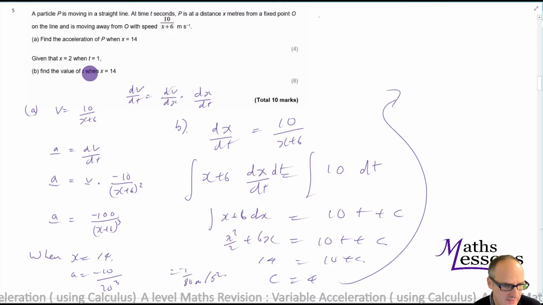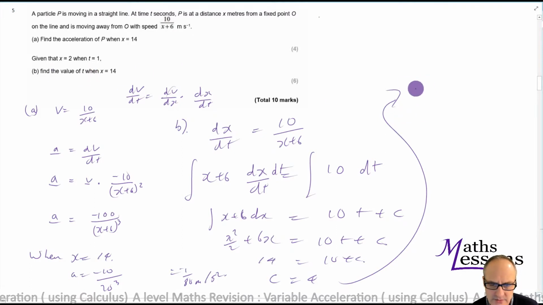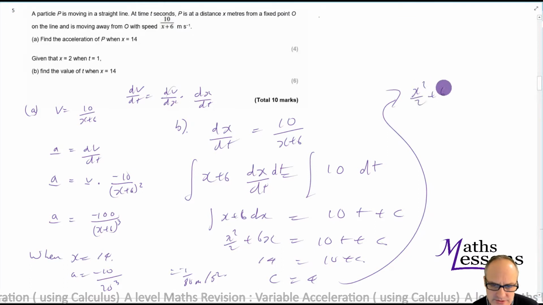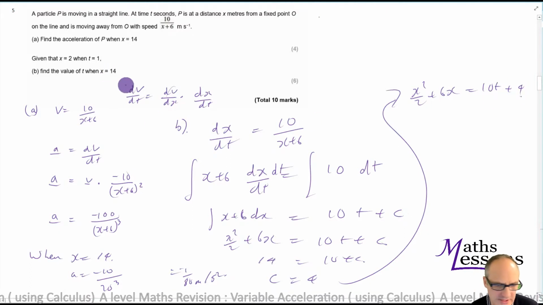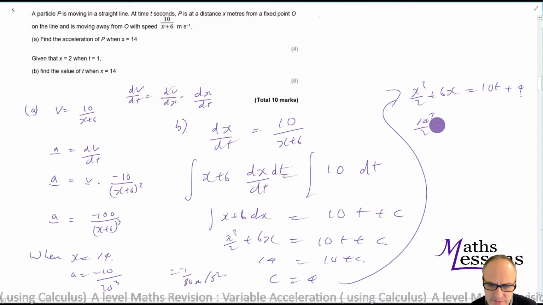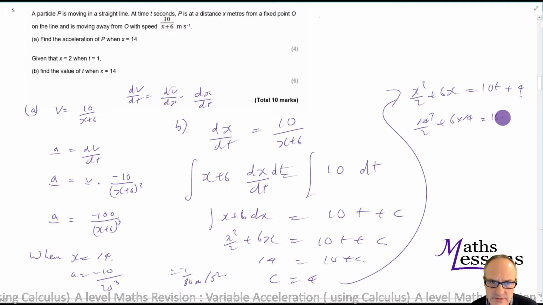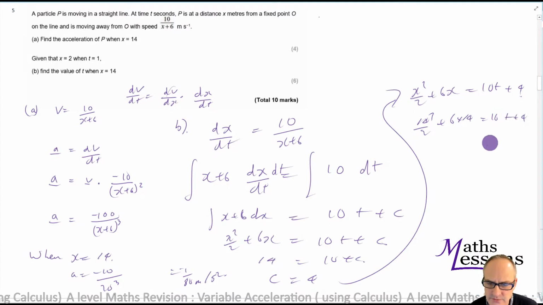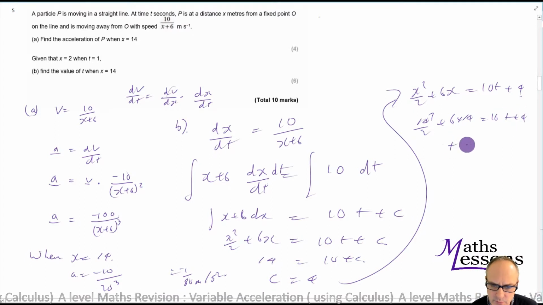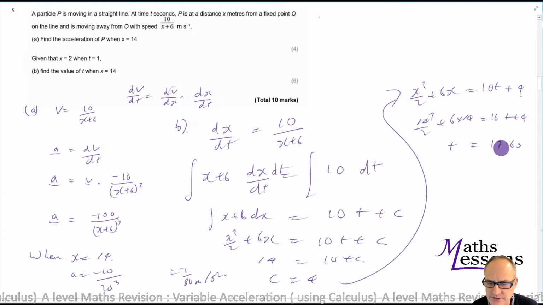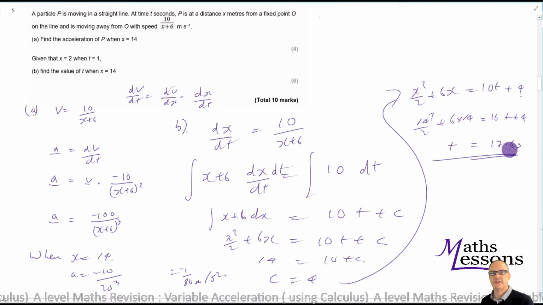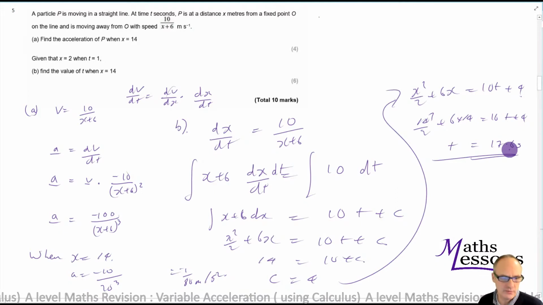So we want to find a value of t when x equals 14. So we now have x squared over 2 plus 6x equals 10t plus 4. And we know that x equals 14, so we get 14 squared over 2 plus 6 times 14 equals 10t plus 4. And when we've put all that through, we get t is equal to 17.6 seconds at the end of all of that.